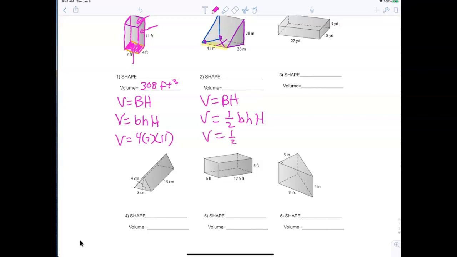What's the base of the triangle? Somebody tell me. 26. What's the height of the triangle? And what's the height of the prism? That is awesome. If you know that, you're in great shape. And I told you it's simple. All right, now multiply that out for me.